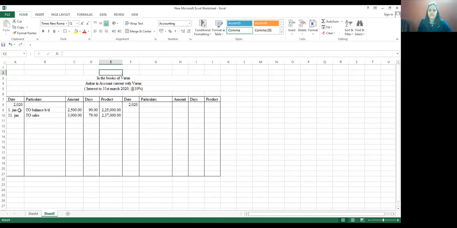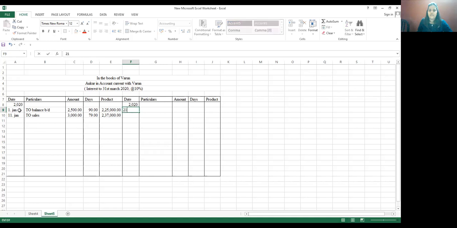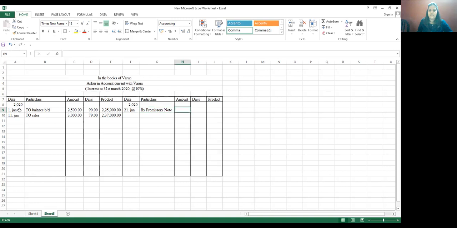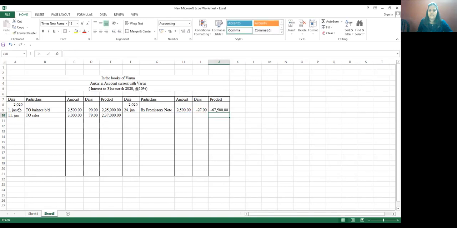Then next, 24 Jan, Varun received a promissory note from Ankur due after 3 months. So can I say, for you, a promissory note is coming in. So it will be 24th Jan by promissory note. So due date is after 3 months. So 24th Jan plus 3 months: 24th Feb, 24th March, 24th April, plus 3 days. So can I say the amount is 2500. 24 plus 3, 27. So can I say you are negative 27 days? So we will calculate. Yeah, you can do that also. You can do opposite also. The effect remains the same.